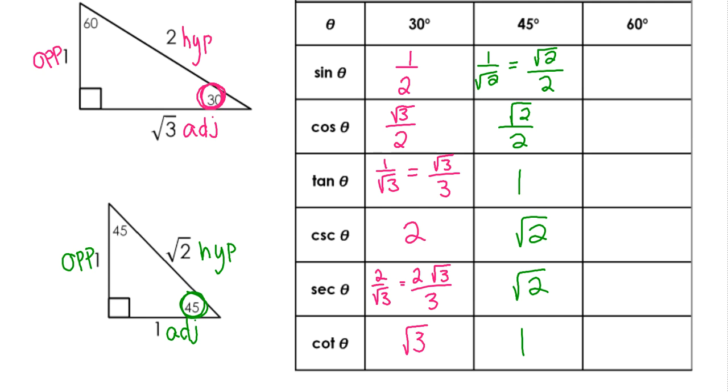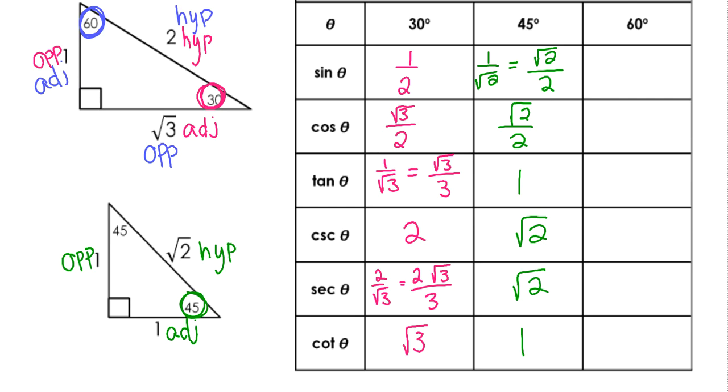All right, lastly, let's base everything off the 60-degree angle. So when we switch to the 60-degree angle, now this square root of 3 is across from the 60, so this becomes my opposite, this becomes my adjacent, and my hypotenuse stays the same. So that hypotenuse never changes, but the opposite and adjacent can change depending on what angle we're looking at.